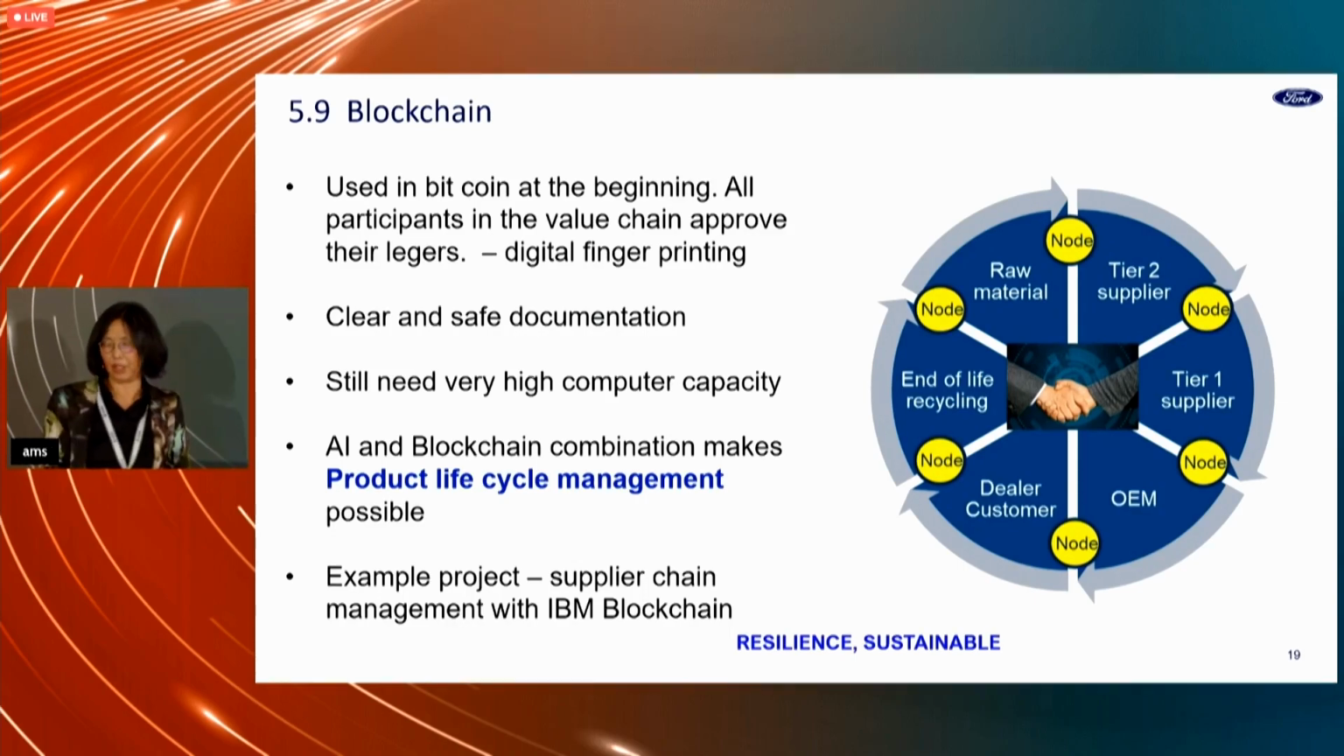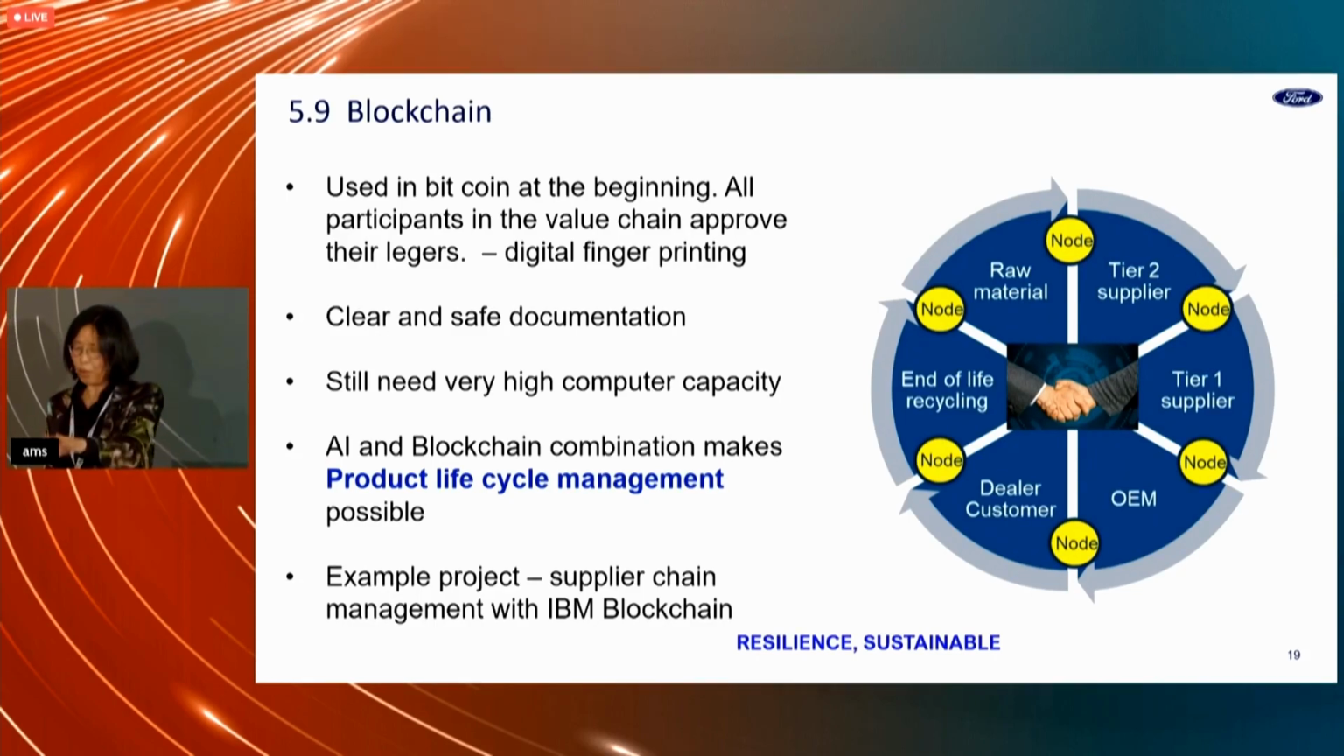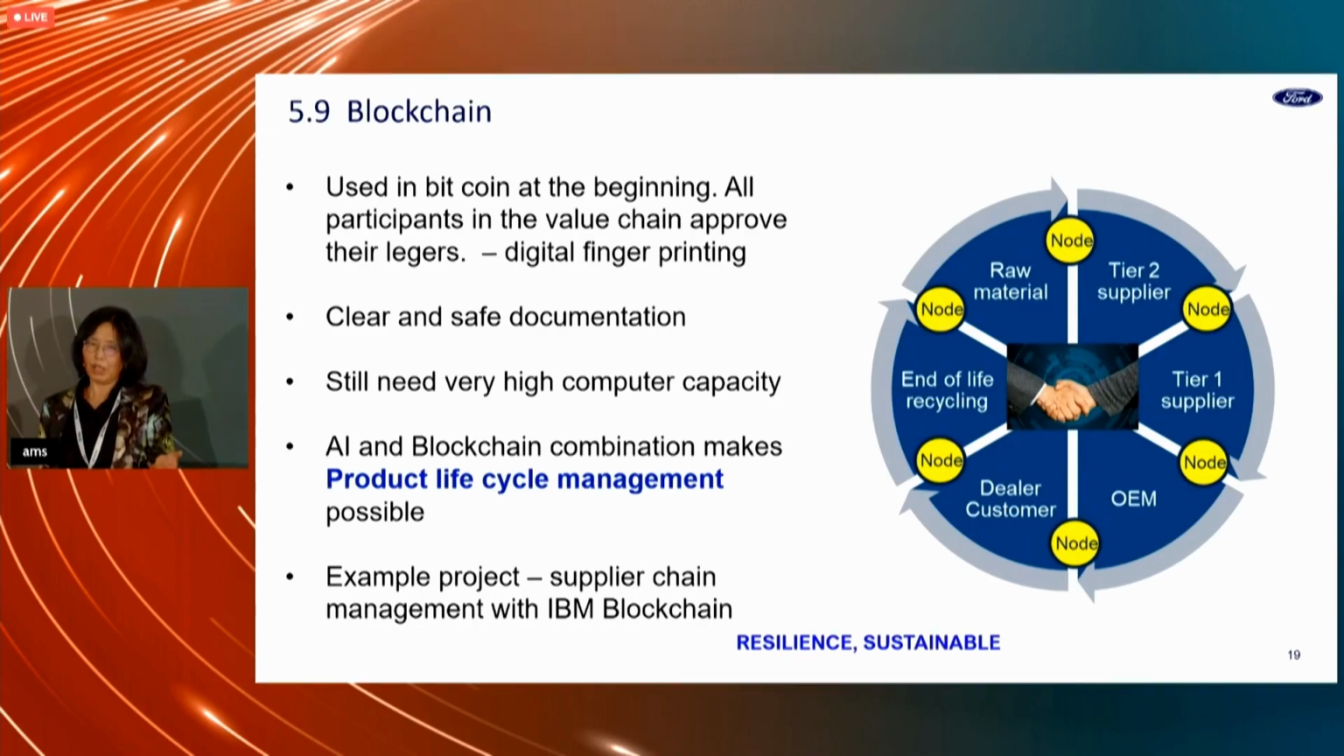All participants in the value chain approve their ledgers. So from the raw material and going through all the chains, we can have all the data like a digital fingerprint, and we can have clear and safe documents. But the problem at the moment is that it costs a lot of computer capacity. So we are investigating combining it with AI and blockchain. Probably we can reduce the computer capacity and so on.